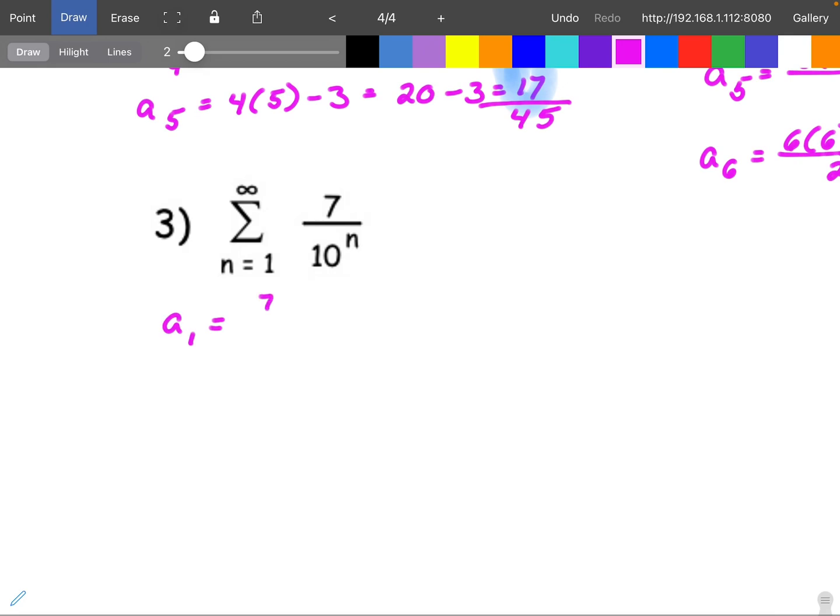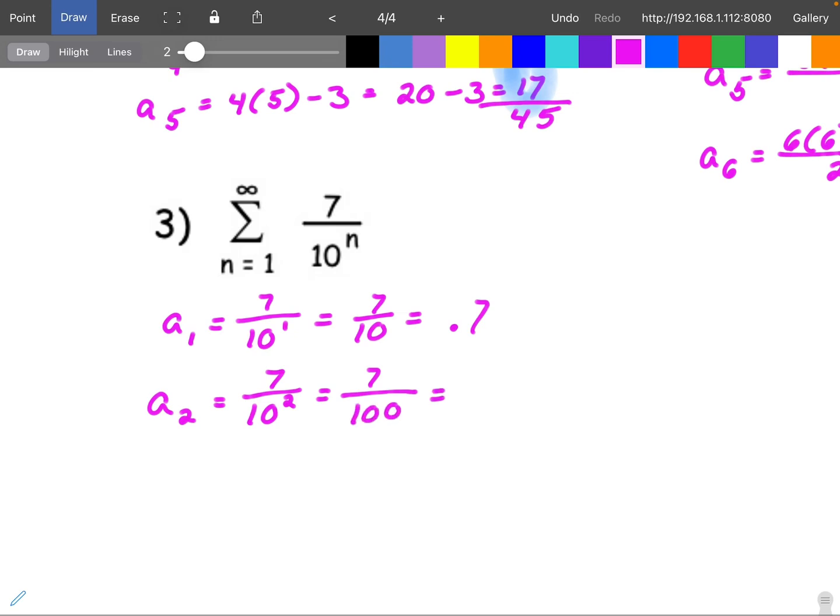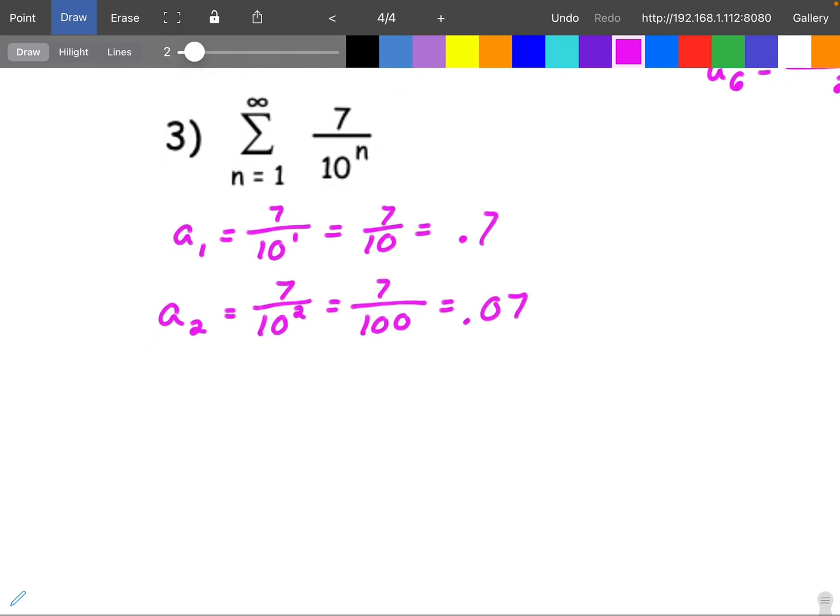So a sub 1 is going to be 7 over 10 to the first power. Well, that's just 7 over 10, which would be 0.7. Okay, then let's do a sub 2. Well, a sub 2 is going to be 7 over 10 to the second power. So that's 7 over 10 to the second power, which is 100. And if we divide that, that is 0.07. Okay, let's do a couple more and kind of see what happens.